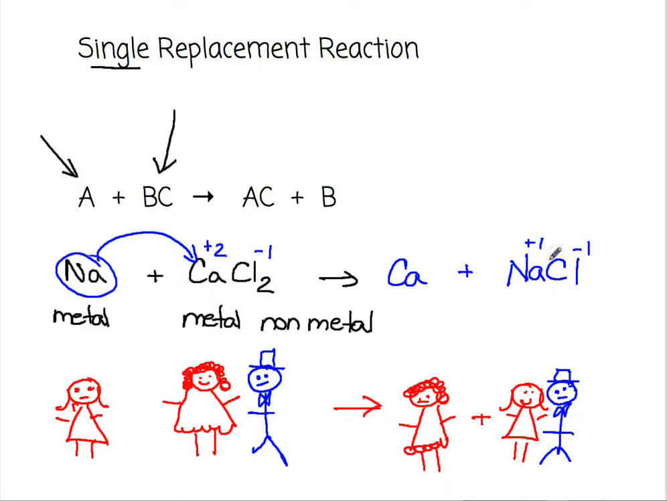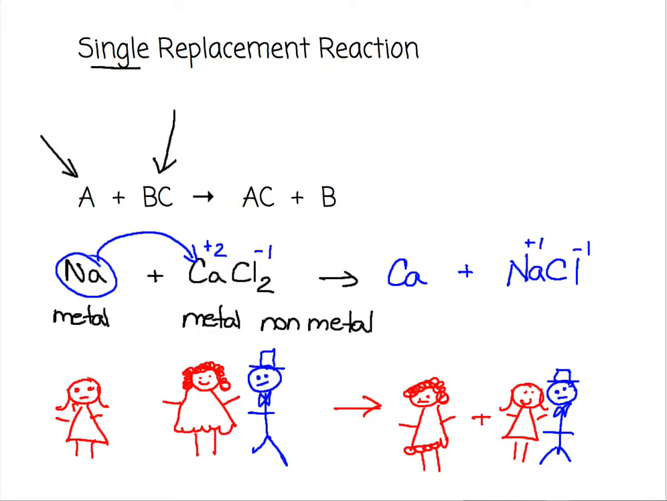Because we are writing new formulas, do not transfer the subscript from the reactant side to the product side. Rewrite your formulas using your crisscross method that we've been working on for a while now. Okay? Because this does not have a 2 down here, this equation is not balanced. So let's go ahead and do that.